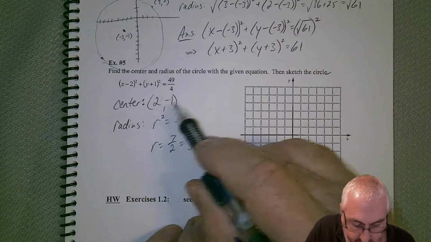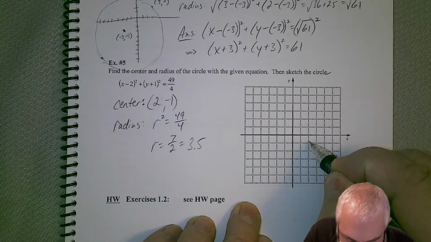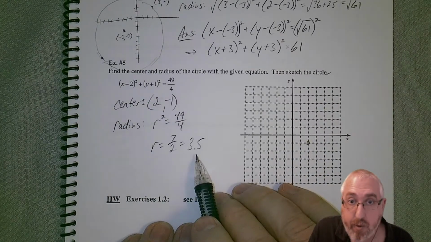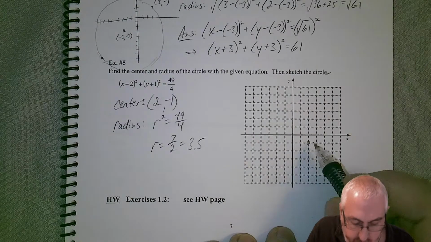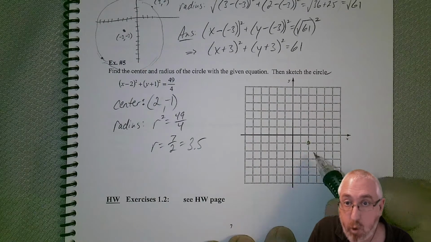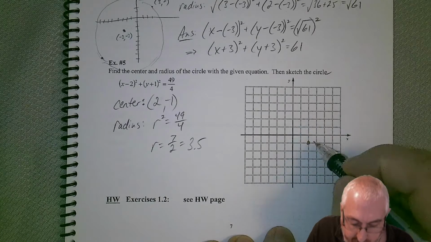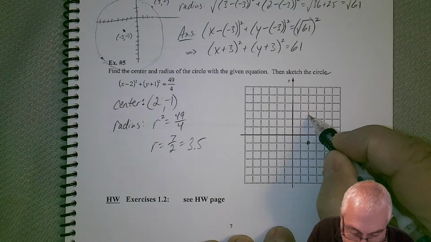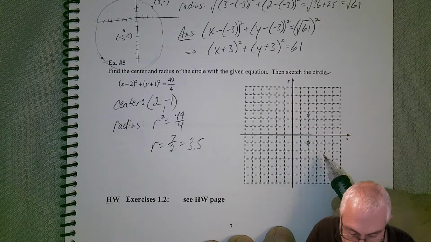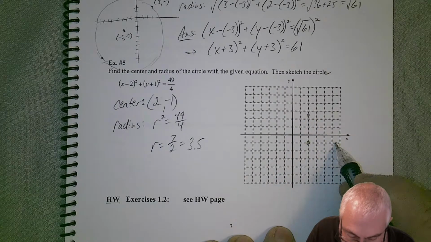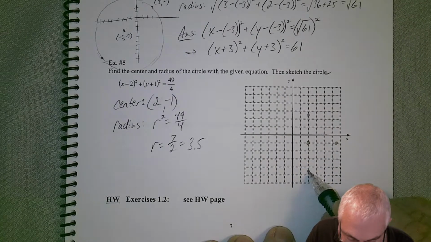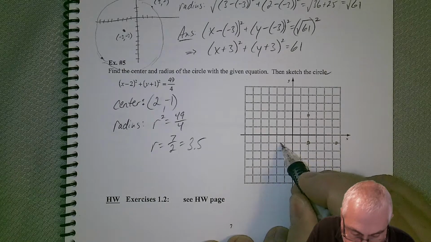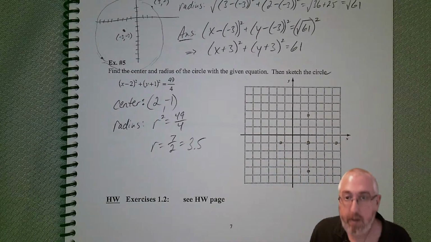So let's first plot our center, 2, negative 1. And we want a radius of 3.5. Now, if you're drawing this by hand, the easiest way to do it is to just go north, south, east, and west from your center. So we want to go 3.5 units. So 1, 2, 3.5. And there we go.